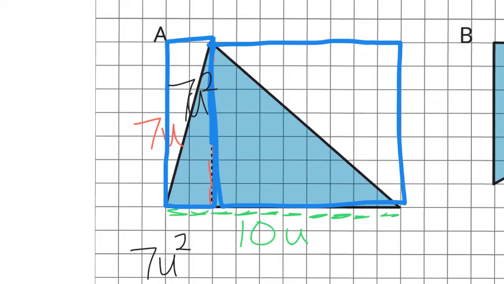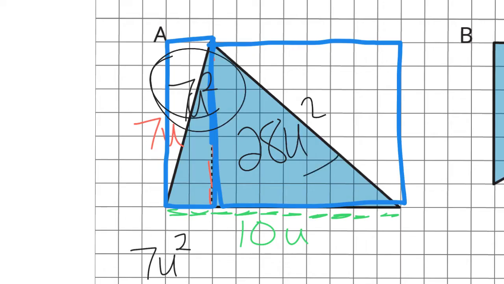And then taking a look at this big one over here, the triangle is half of the rectangle. So the base of this rectangle is 1, 2, 3, 4, 5, 6, 7, 8 by 7. So 8 times 7 is 56 square units. So this whole thing is 56 square units. Cutting it in half to get the triangle is 28 square units. So we've got 7 square units plus 28 square units.